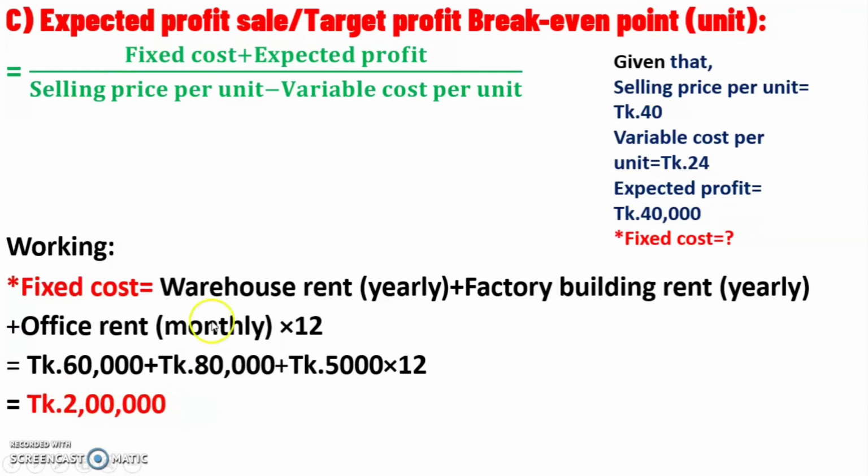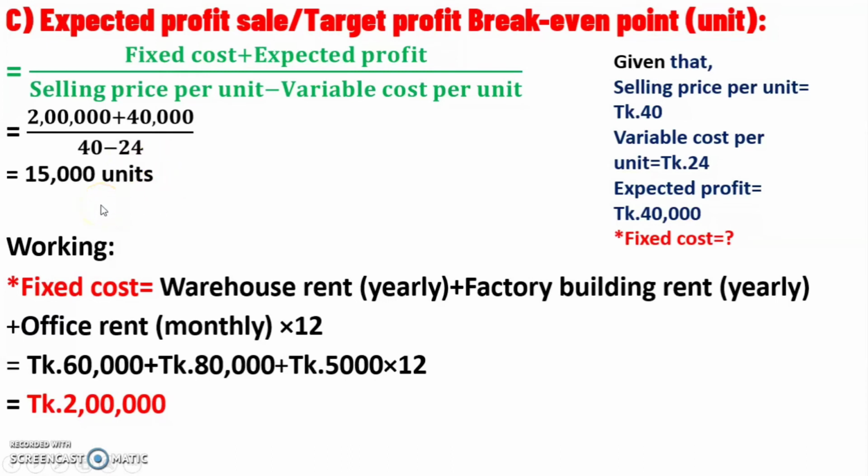Now we put the values in the formula. Fixed cost equals 2 lakhs plus expected profit 40,000 divided by selling price 40 minus variable cost 24. After calculation, we find the value of expected profit sale or target profit break-even units equals 15,000 units.